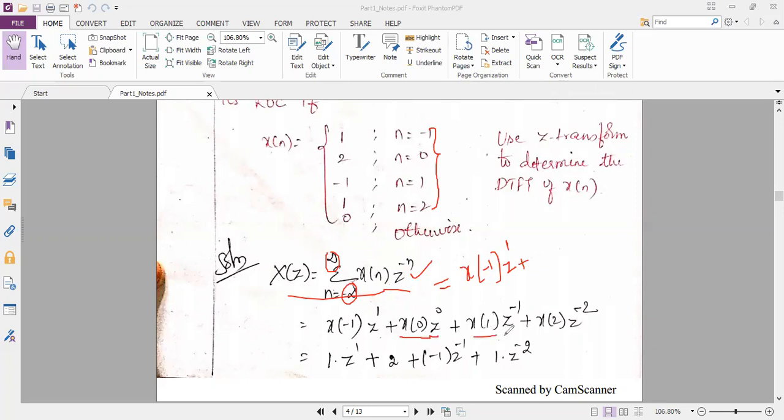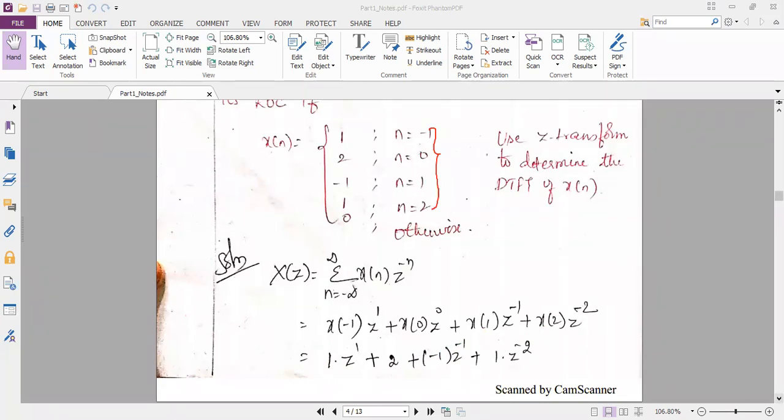Similarly, the next value is 1. So x of 1 z power minus 1. Similarly, x of 2 z power minus 2. So after writing this, you can substitute the value of x of -1. So x of -1 is 1 and x of 0 is 2 and x of 1 is -1 and x of 2 is 1. So substitute the value. After substituting the value, you will get the equation like this.